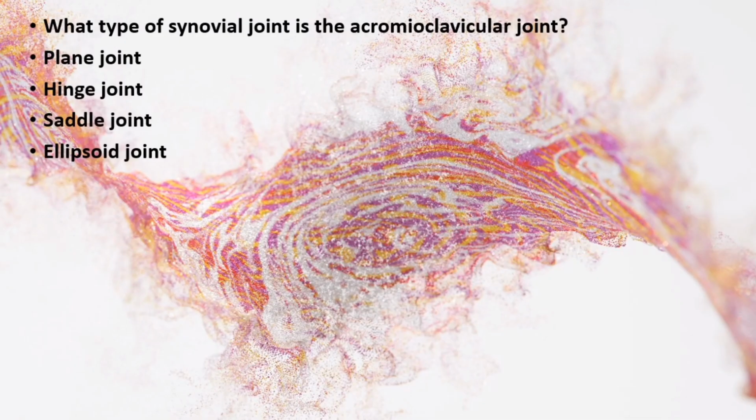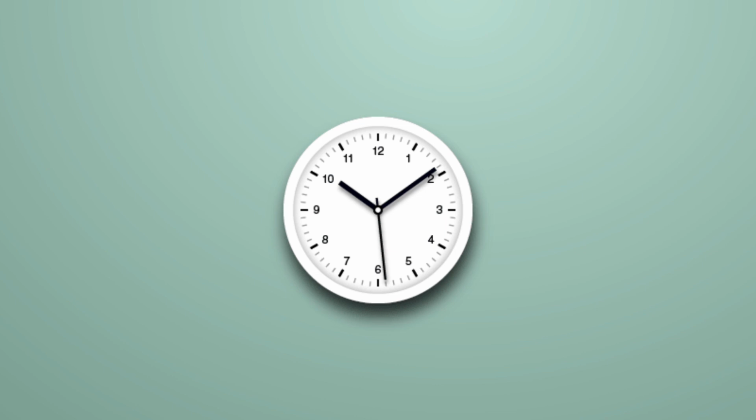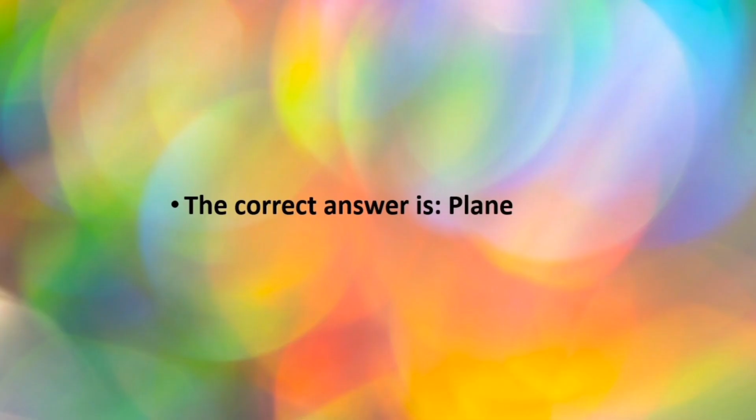Quiz: which type of synovial joint is the acromioclavicular joint? Plane joint, hinge joint, saddle joint, ellipsoid joint. The correct answer is plane joint.